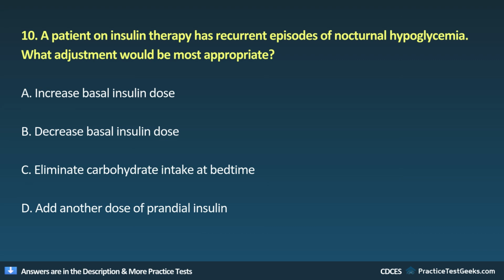10. A patient on insulin therapy has recurrent episodes of nocturnal hypoglycemia. What adjustment would be most appropriate? A. Increase basal insulin dose. B. Decrease basal insulin dose. C. Eliminate carbohydrate intake at bedtime. D. Add another dose of prandial insulin.